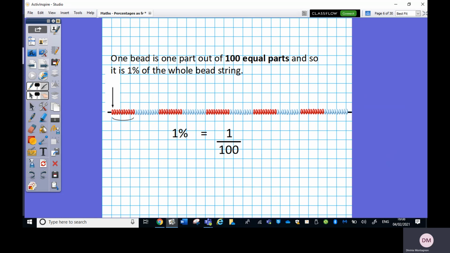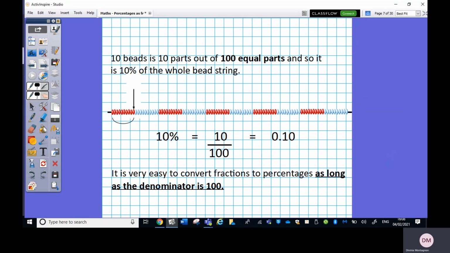Okay, so let's now take a look at these. We have 100 beads here. One bead, this one over here, is one part out of 100 equal parts. So every single bead is one equal part, and there are 100 equal parts. So one bead is 1% of the whole bead string. It's 1%. Therefore, 1 out of 100, or 1/100th.